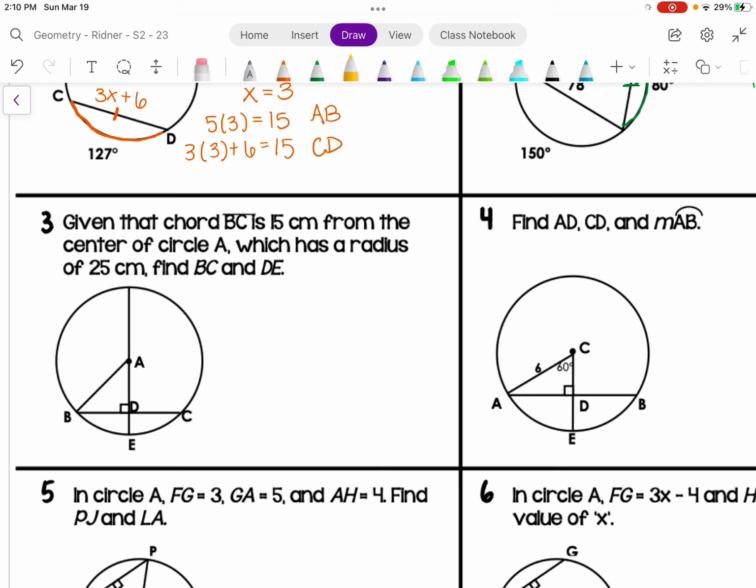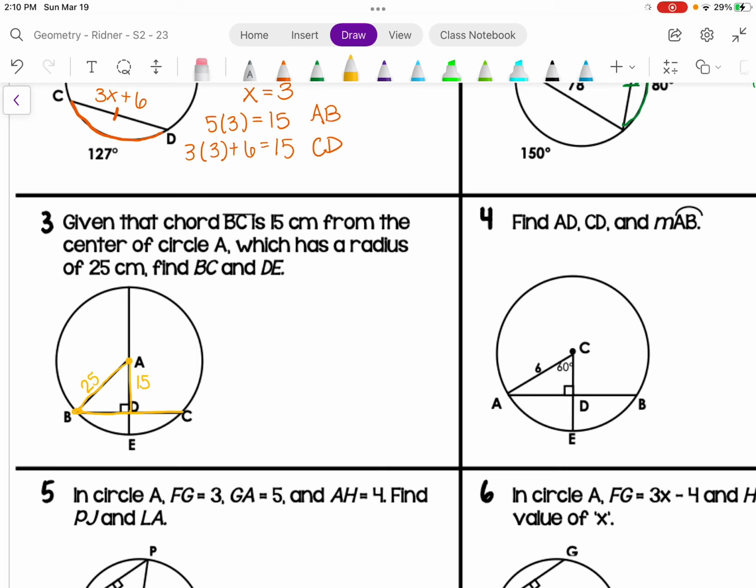Given that chord BC is 15 centimeters from the center, that's wrong, hold on, is 15 centimeters from the center. So that means actually that this is 15. And the circle has a radius of 25. So remember, radius is middle to outside edge. Find BC and DE.